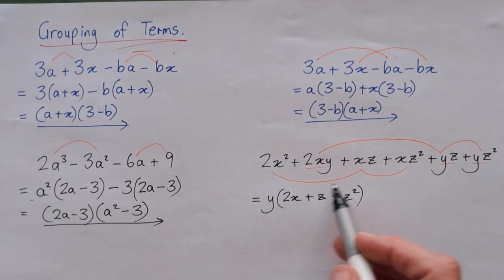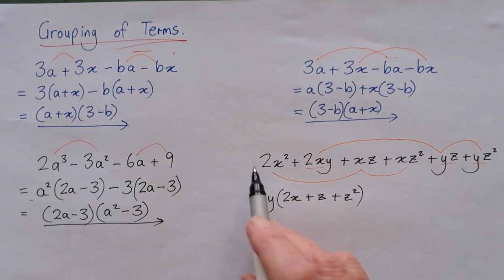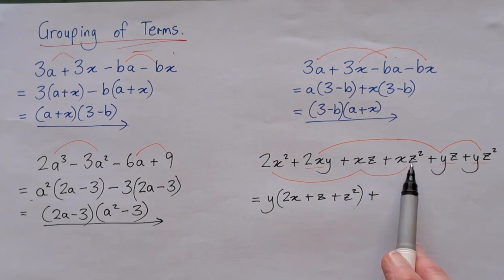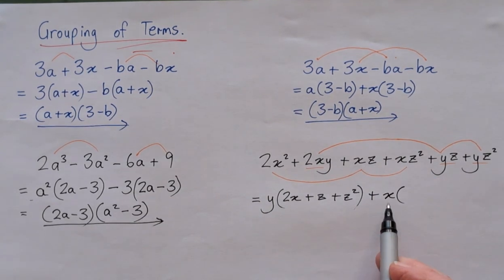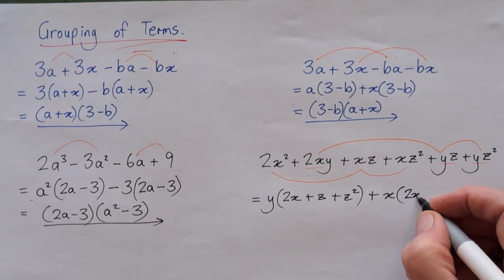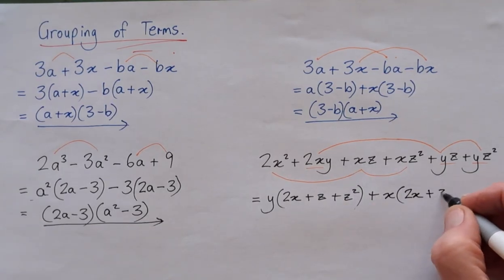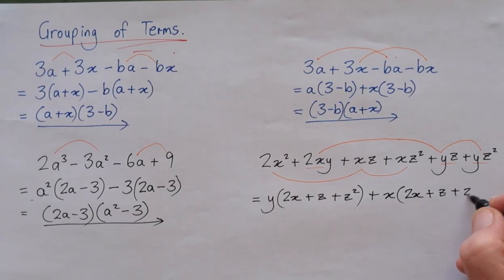Now I'm going to look at my second grouping, which I've shown underneath here. My first term is positive, so I know I'll be taking out a positive common factor. Looking carefully at the 3 terms, the only thing that's common is the x. Taking x out of my first term, I'm left with 2x. X out of my second term, I'm left with z. And x out of my third term, I'm left with z squared.